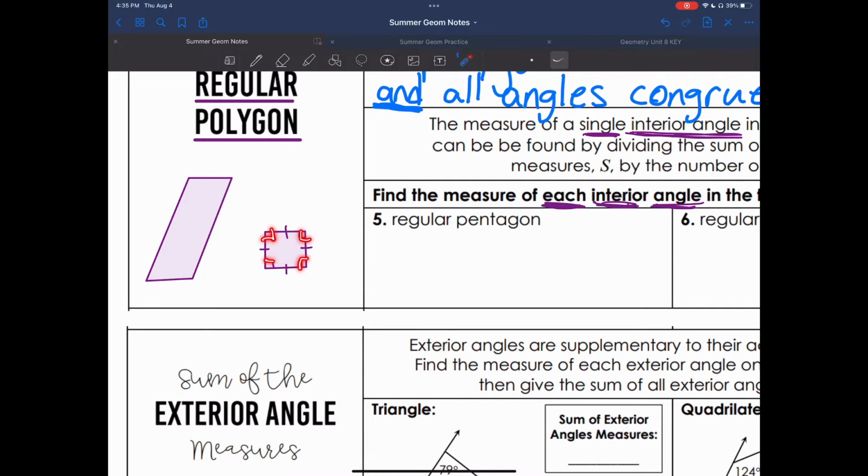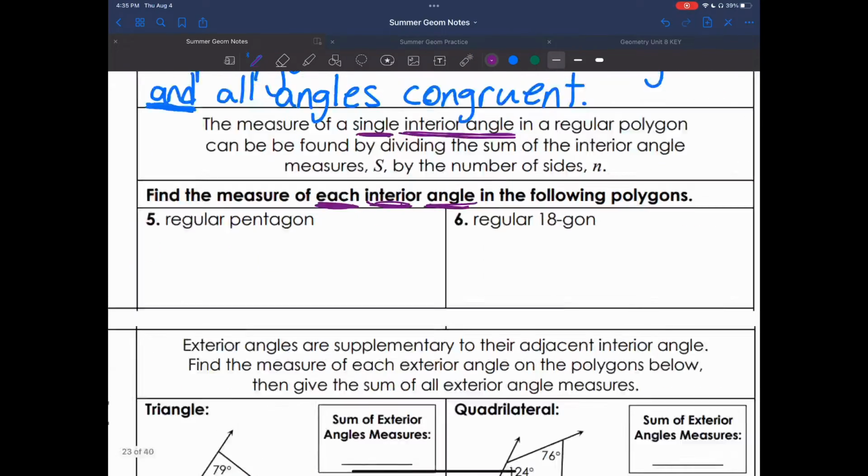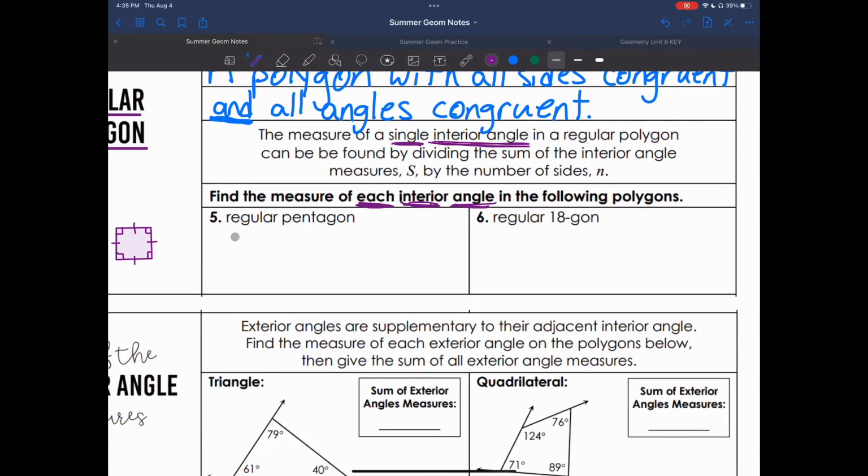Okay, that wouldn't work for something like this. The sum total is 360 degrees, but if I just divide it by 4, that's not going to be representative of all the angles because they're all different. Okay, so as long as you're working with regular polygons, you can do it this way. So let's solve number 5.